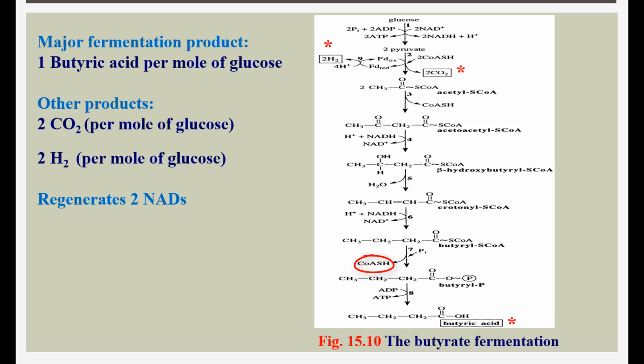The CoASH is displaced by inorganic phosphate, and the butyryl phosphate donates the phosphoryl group to ADP to form ATP and butyrate. So the pathway produces 1 mole of butyric acid, 2 moles of carbon dioxide, and 2 moles of hydrogen gas per mole of glucose. It also regenerates 2 NADH.